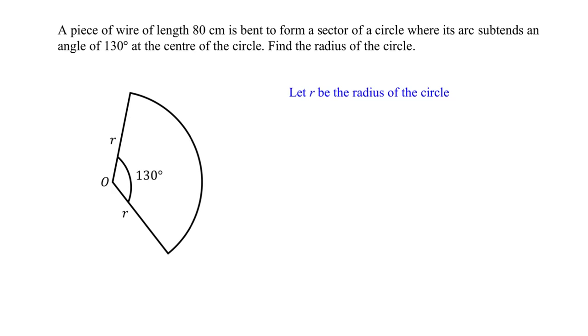Hello everyone, welcome to this video where we are given a piece of wire 80 cm long and we are going to bend it to form a sector of a circle where the arc subtends an angle of 130 degrees as shown here. And this is the radius r that we will need to find. So this is my radius r and my radius r.